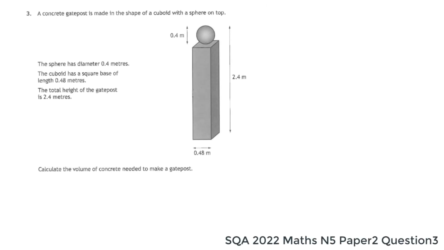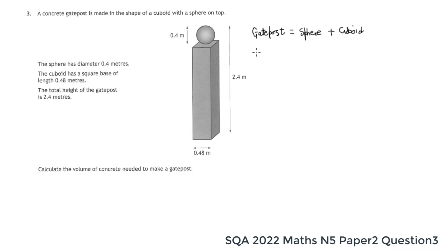So here we have question 3, where we have a concrete gate post. It consists of a sphere sitting on top of a cuboid. Various dimensions are given to us, and we're asked to work out the volume of concrete needed to make the gate post. So the strategy we're going to use, the volume of the gate post, that'll be given by adding the volume of the sphere to the volume of the cuboid. So sphere plus the cuboid. So that's the overall strategy.